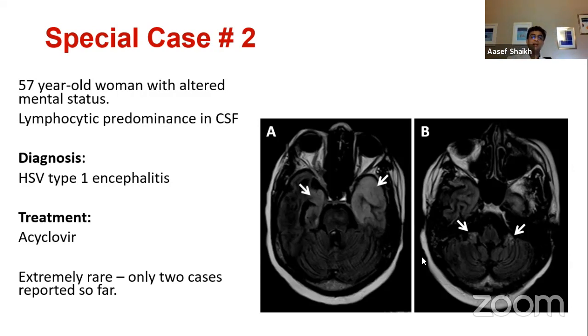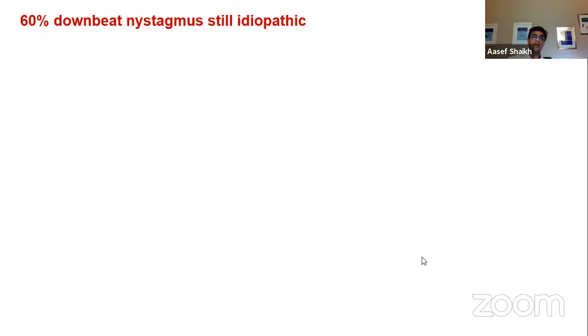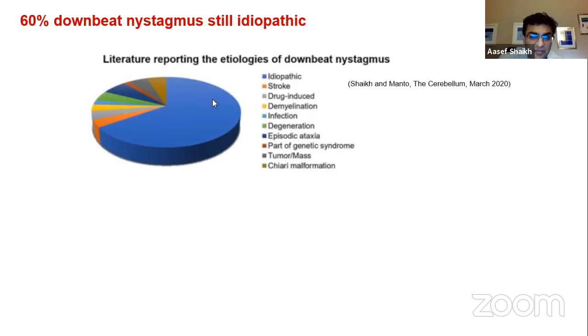So with all that, we know all these interesting cases where we can tell where downbeat nystagmus is coming from, but in 60% of the cases, downbeat nystagmus still remains idiopathic. We don't know. We did a little literature search and editorial, and we found that this blue, which is idiopathic downbeat nystagmus in the pie diagram, comprises the major part. Stroke, drug-induced, MS, infection, or some other rare conditions, as you can see here, comprise a very small component of downbeat nystagmus.